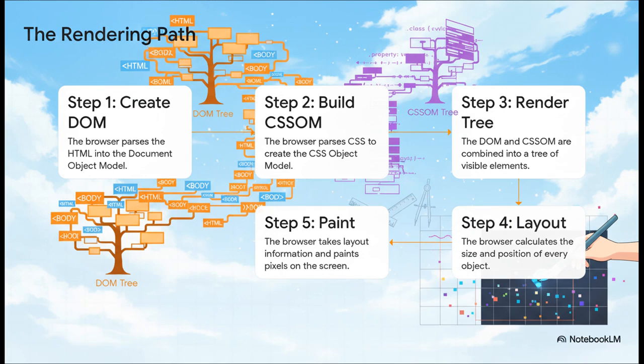First, the browser reads the HTML and builds something called the DOM tree. That's the content structure. At the same time, it reads the CSS and builds the CSSOM tree. That's the style structure. Then it combines those two into a render tree, which is basically a map of everything that's actually going to be visible on the page. Step 4 is layout, where the browser calculates the exact size and position for every single element. And the final step is paint, where it takes all that information and actually draws the pixels on your screen. DOM, CSSOM, render, layout, paint. And just like that, a web page is born.